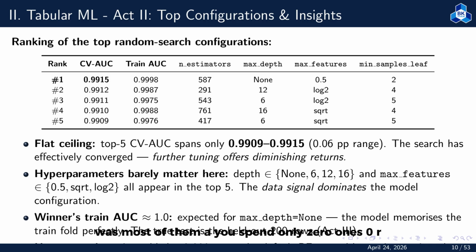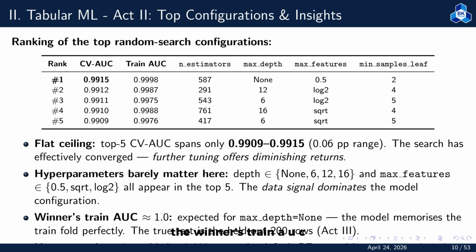AUC spans only 0.0006, from 0.9909 to 0.9915. The search has effectively converged. Further tuning offers diminishing returns. Notice also that hyperparameters barely matter here. Depth values of none, 6, 12, and 16 all appear in the top 5, alongside every possible max features setting. The data signal dominates the model configuration.